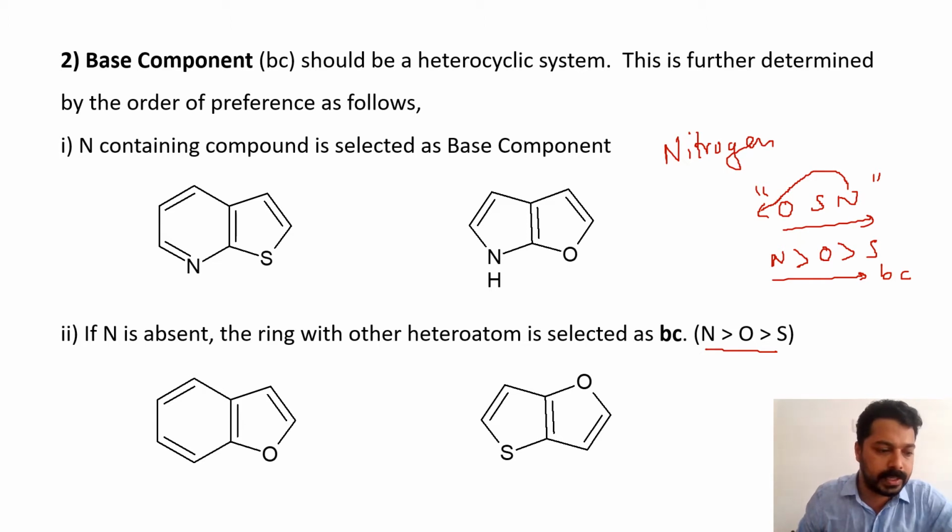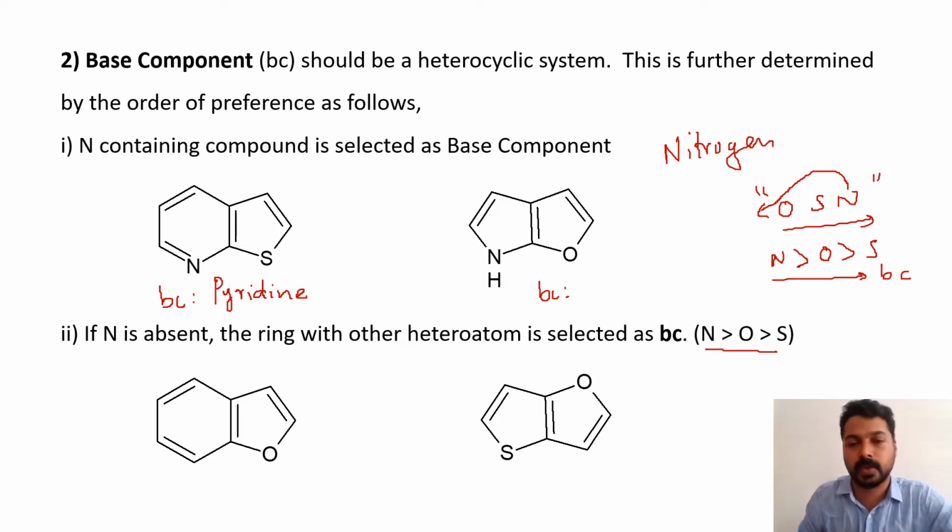So here you can see in the first case there are two systems, pyridine as well as thiophene, but the base component, the BC, is pyridine. So pyridine will be the base component. Next, you can see there is pyrrole as well as furan, but nitrogen is present in this ring, so pyrrole will be the base component.